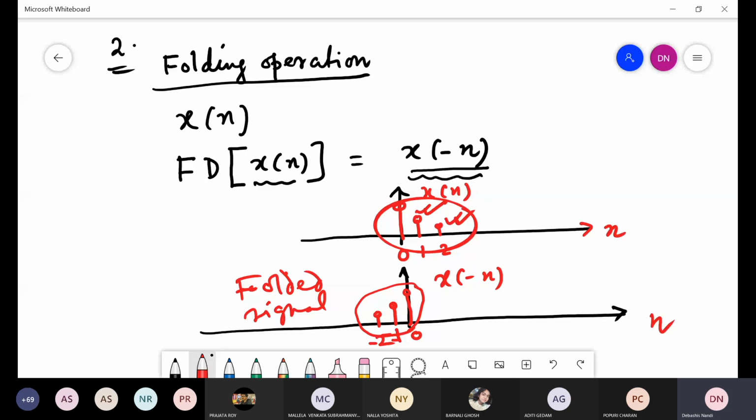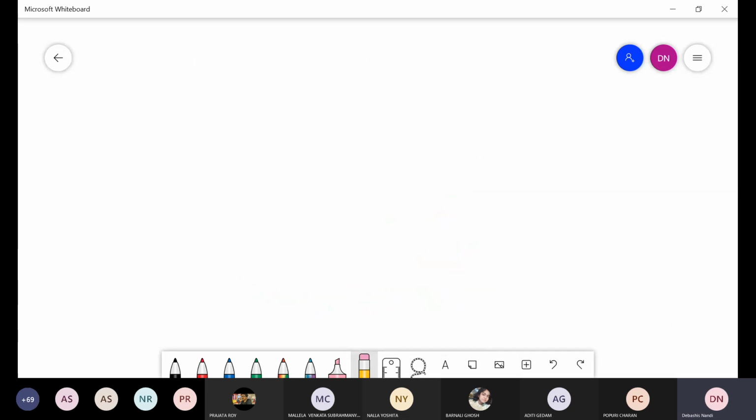Now another operation is there that is also a very important operation which can be done on the time variable or independent variable. I am writing this number 3, scaling operation. Scaling in time.